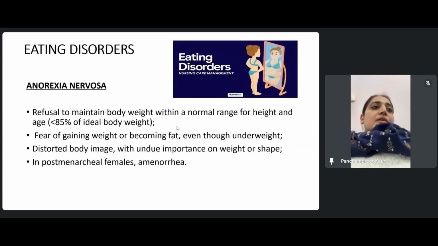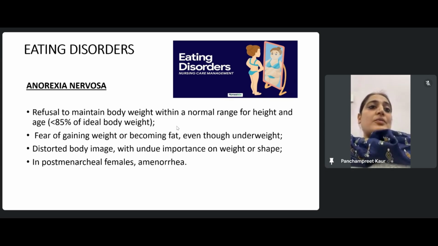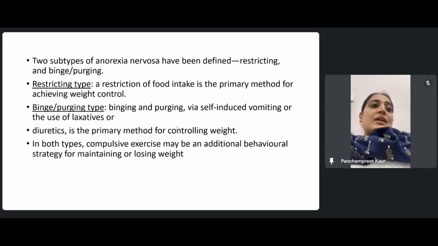So the eating disorders which are very commonly seen are anorexia nervosa. A girl refuses to maintain body weight, and they're so adamant, they have a fear of gaining weight. They have a fear of distorted body image with undue importance on weight or shape. In post-menarchal females, it presents with amenorrhea. And we need to have a counselor, psychologist along with us, and a pediatrician also if possible, so that we can give a combined multidisciplinary approach to the girl.